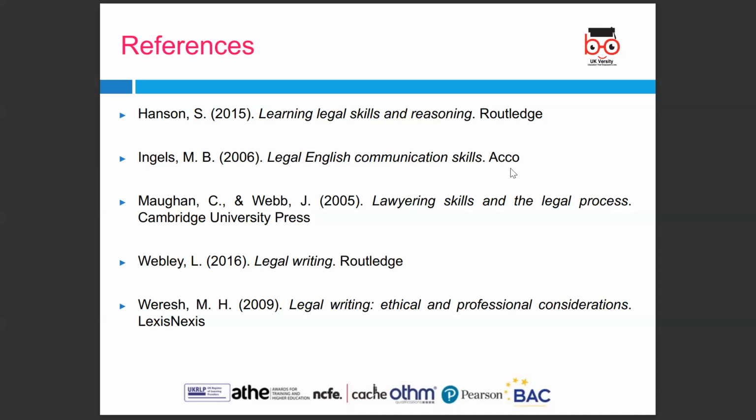Some of the references that have been used for today's session are Hanson S 2015 Learning Skills, Legal Skills and Reasoning by Routledge, Ingalls MB Legal English Communication Skills, Morgan Lawyering Skills and the Legal Process, Webley Legal Writing, and Werish MH 2009, Legal Writing and Ethical Professional Considerations.